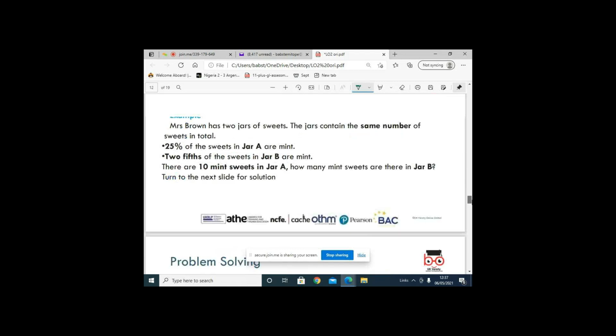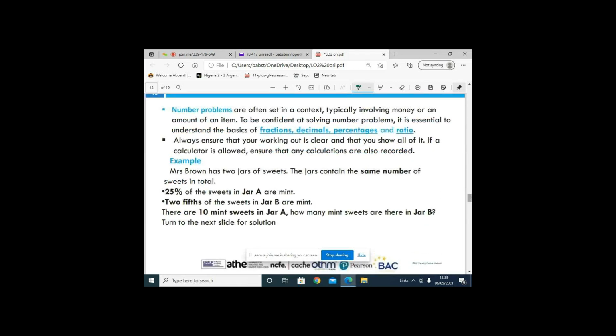So another one is this. This is another problem solving. I'll still give you some work to actually do on it. Number problems are often in the context of money again. So it could be fractions or decimals. In this example, Mr. Brand has 2 jars of sweets. The jars contain the same number of sweets in total. Just 25% of the sweets in jar A are mint, while 2/5 of the sweets in jar B are mint.